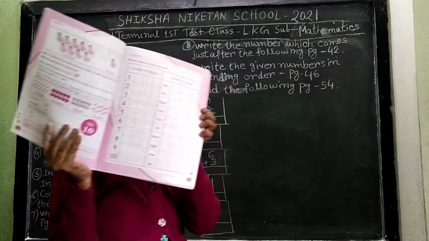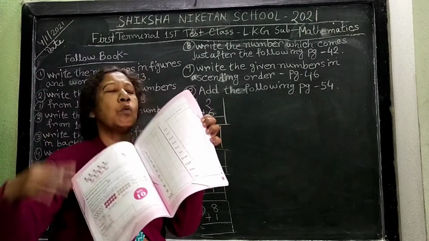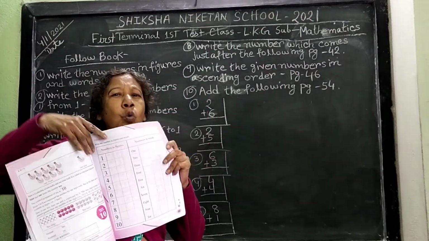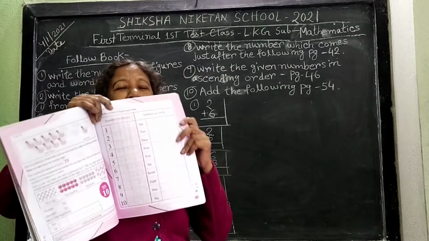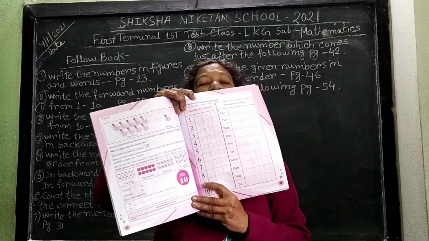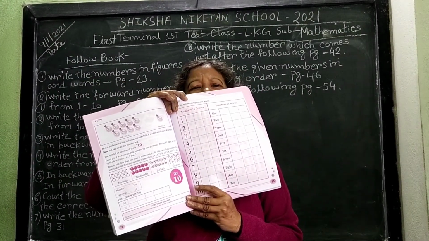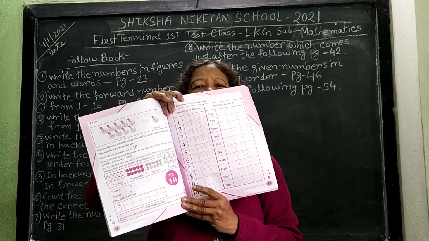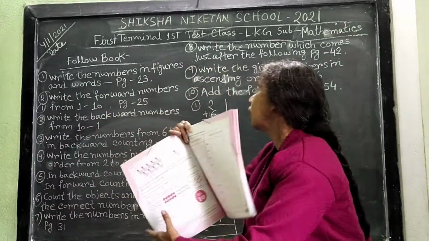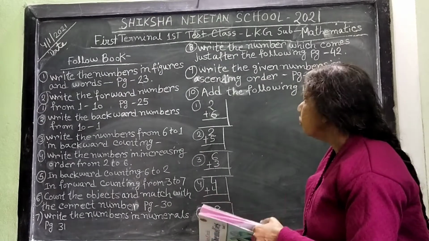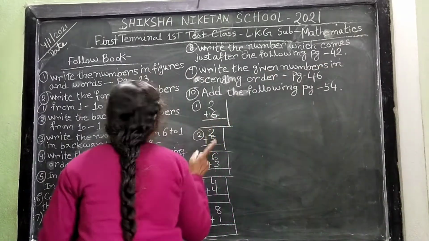Numbers in words. 1, number 1. 2, number 2. 3, 4, 5, 6, 7, 8, 9, 10. This is your mathematics syllabus.